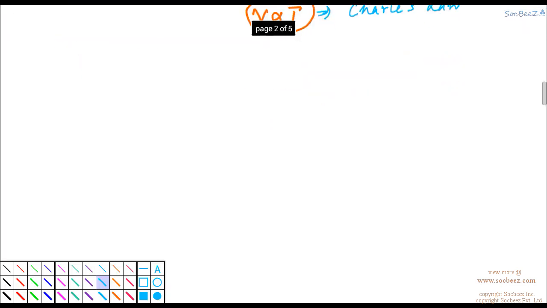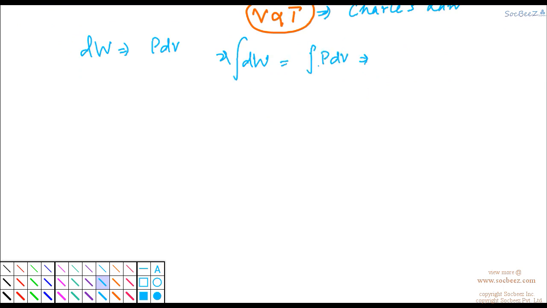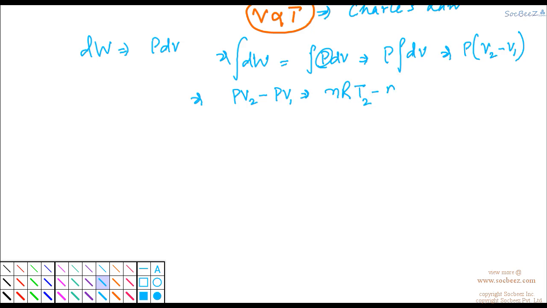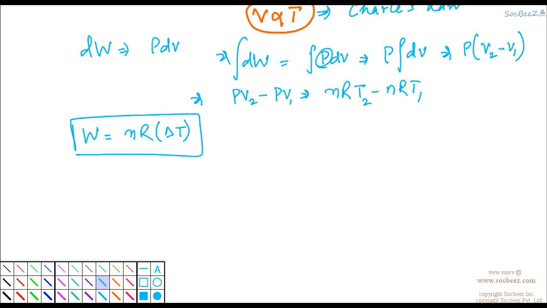In this case, let's try to find out the work done. Work done is nothing but P dV, and the total work is given by the integral of dW, which is the integral of P dV. As P is constant, we can take it out. So the integral of P dV gives us P into V2 minus V1, which is nothing but PV2 minus PV1, and by the ideal gas equation can be written as nRT2 minus nRT1. So the work done in the isobaric process is given by nR into delta T. So the work is dependent on the change in the temperature.